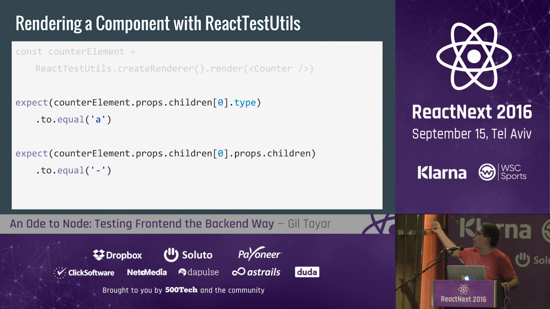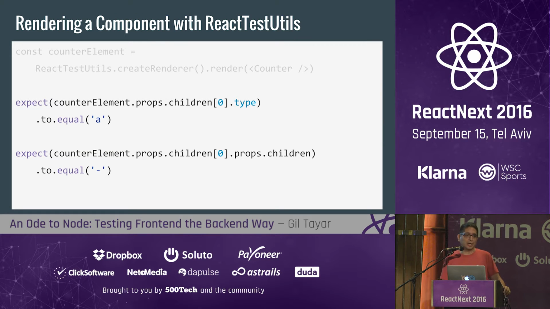So I can go to its props, go to the children, which is the props of the element, check the first child, which is the A tag, and check that it's an A tag. And also check that the value inside it is equal to minus, because that's what I want. Obviously, I need to do many more tests to check the rendering, but this is just an example for the talk.